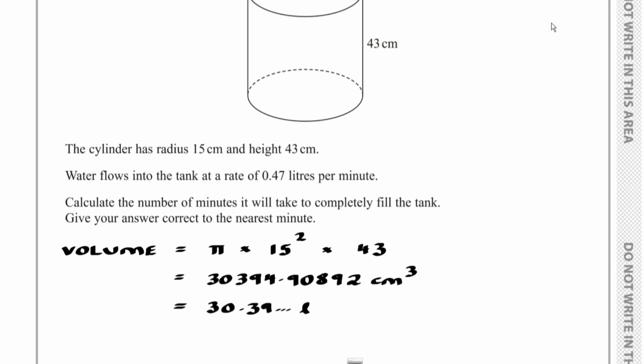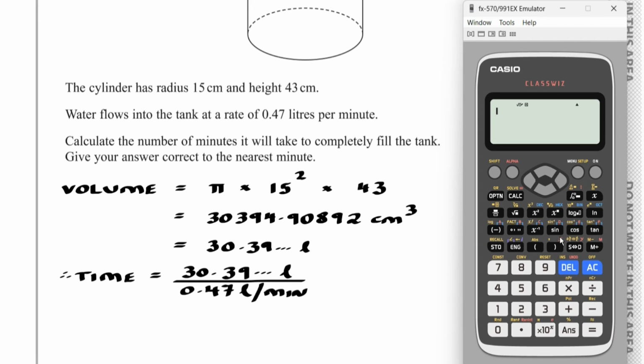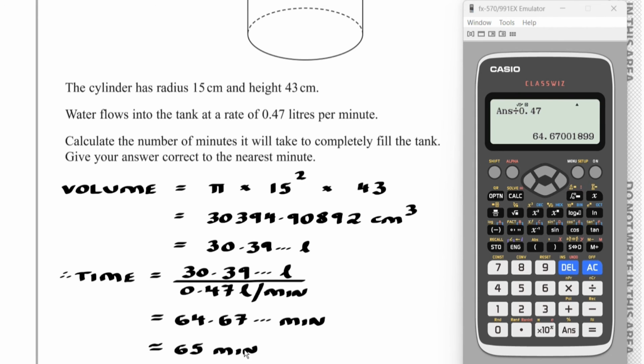litres. Now we need to find out the time it takes to completely fill this tank. So we've got this rate of 0.47 litres per minute. So the time is 30.39, etc. litres divided by 0.47 litres per minute. So if I take this 30.39, etc., and if I divide it by 0.47, we end up with 64.67, etc. minutes. We want our answer correct to the nearest minute, so this is approximately 65 minutes.